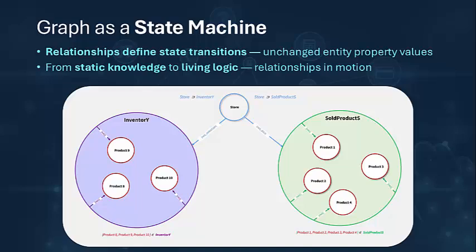This simple shift transforms the graph into more than a data layer. It becomes a state machine in which the system expresses its logic by dynamically altering the relationships between nodes. This is the key distinction between a static knowledge graph, built to extract knowledge, and a dynamic application graph, a living, transactional system whose relationships continuously change in response to business logic.